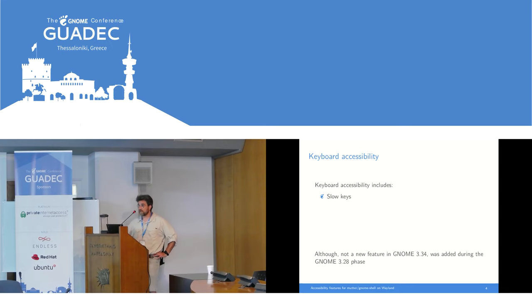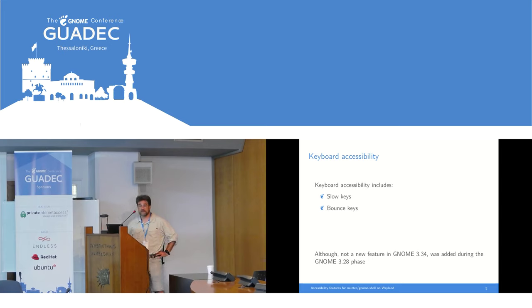I'll start with keyboard accessibility features. Those are not exactly new, because they landed during the 3.28 timeframe. But I'm going to talk about it because it's part of accessibility, and not everybody knows that it's implemented, so I think it's good to mention that here. So what is keyboard accessibility? There's slow keys. Basically, you have to keep the key pressed for a certain amount of time before it gets triggered. That's for people who, if you type too fast, that's not for you.